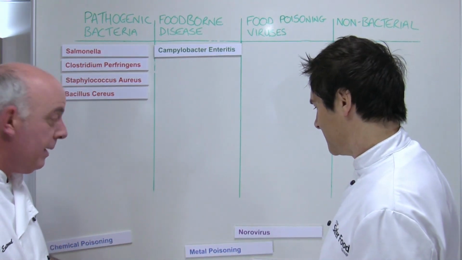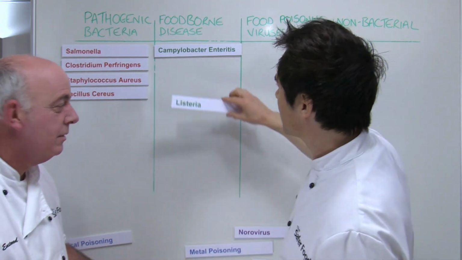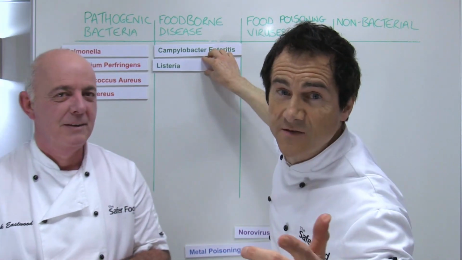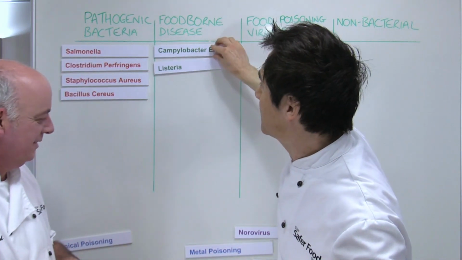Next one, Nick. What should we have? What about good old listeria? There's a bit of a pattern going on here, isn't there, Nick? Do you notice anything that's going to help you out here? Have you noticed that they're colour-coded?